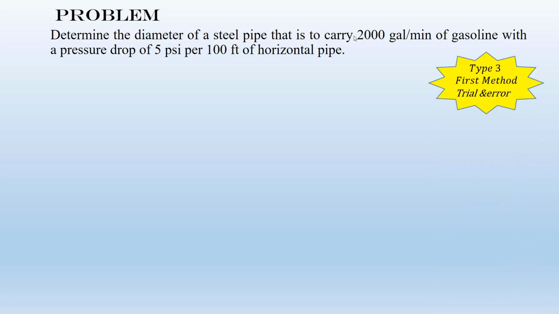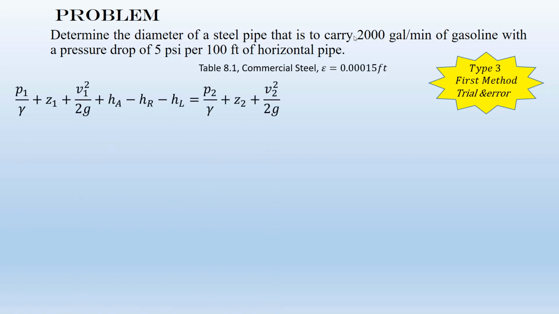To solve the type 3 problem, guys, you learned two different methods, and I will solve this problem using both of those methods. The first one is the trial and error method. For the trial and error method, guys, you need to set the Bernoulli equation and the mass conservation equation, and then you need to solve those equations simultaneously. So from table 8.1, I found the roughness of this steel pipe, and then let's just look at the Bernoulli equation. This is the Bernoulli equation, correct, for point 1 and point 2 of this steel pipe.